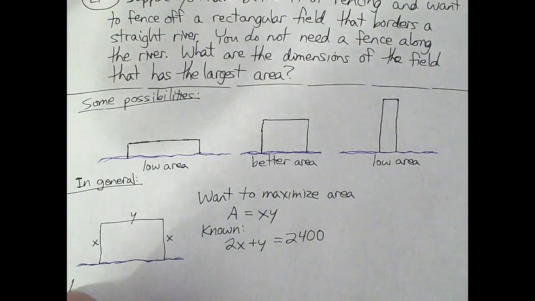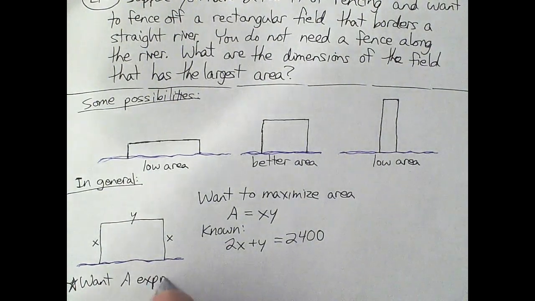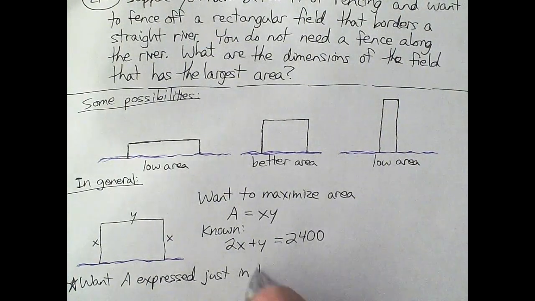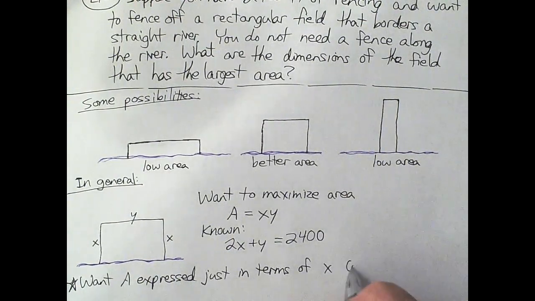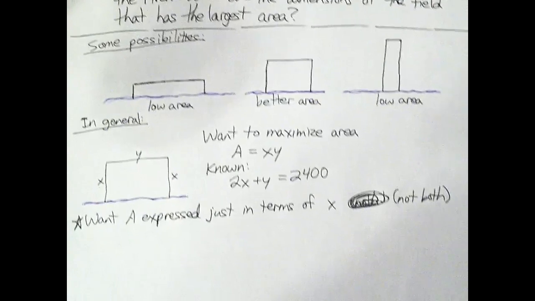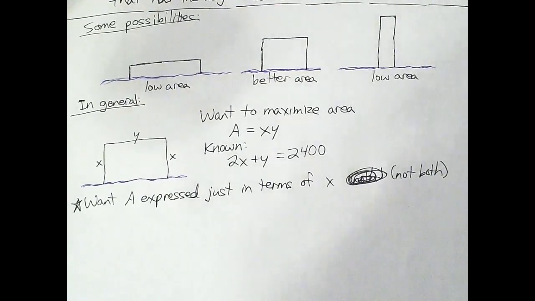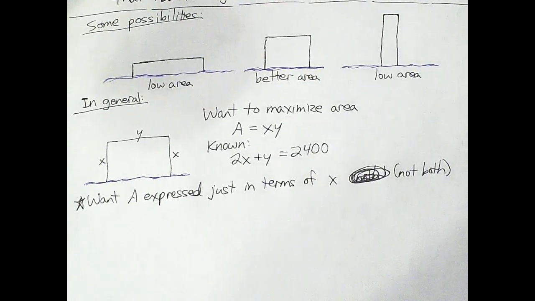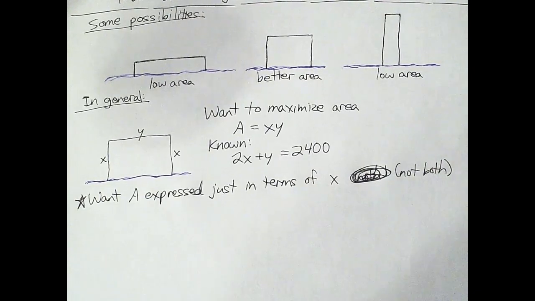Here, I'll write some of this. We want A expressed just in terms of X. Not both X and Y. I mean, you could actually get A expressed just in terms of Y, and that would be all right. The important thing is you get it expressed in terms of one variable. I think I'm going to choose X.